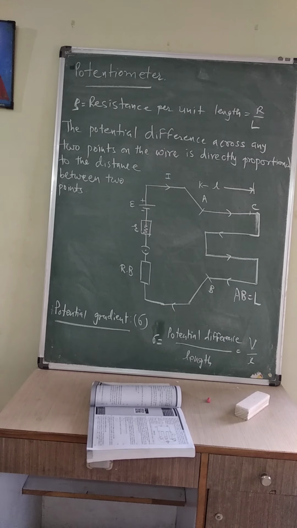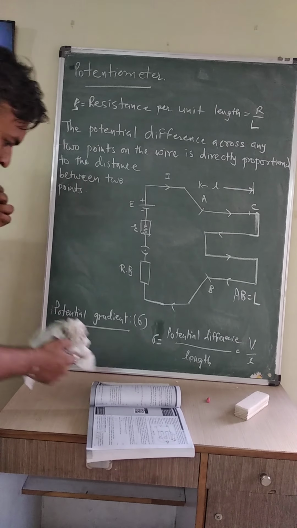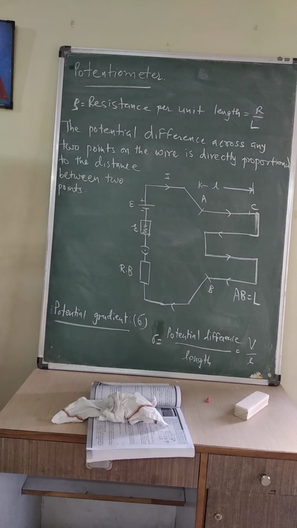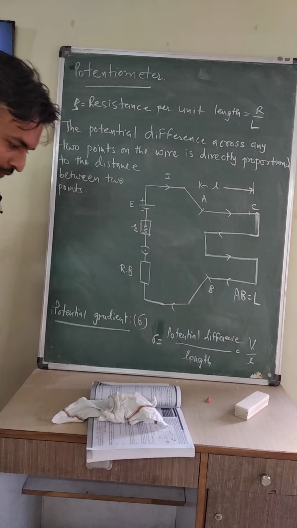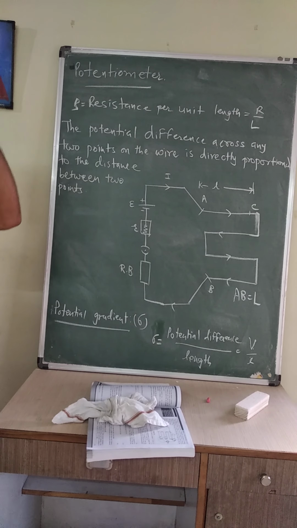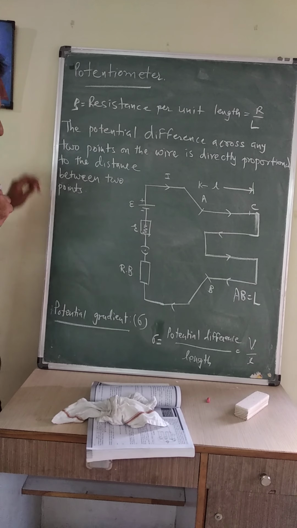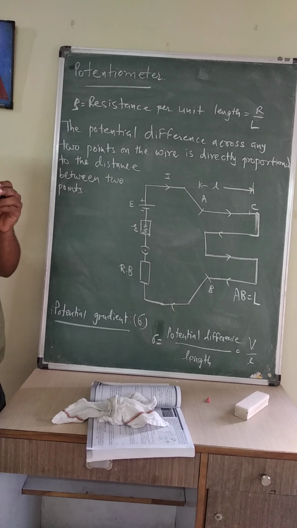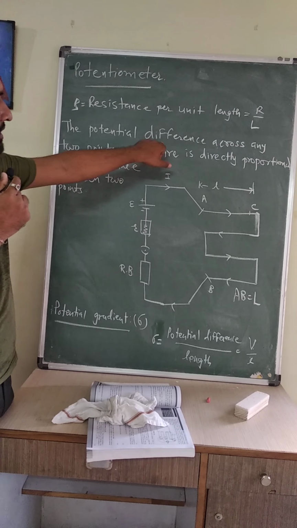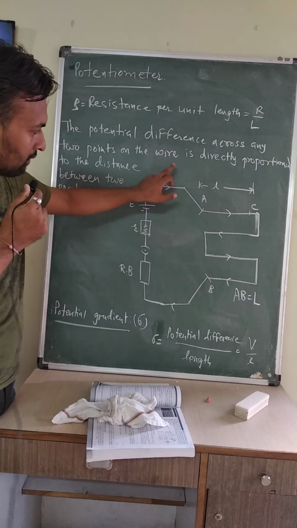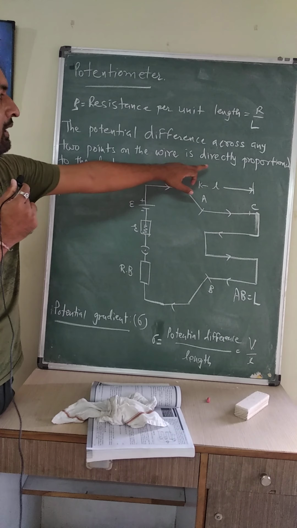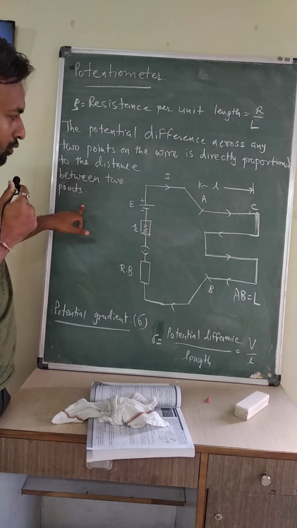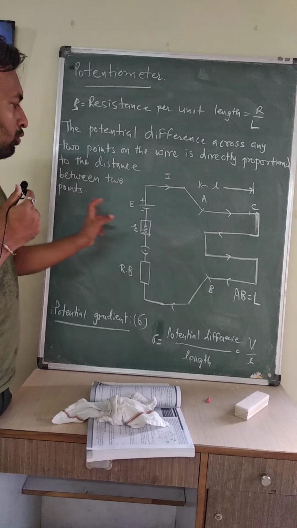So we have our next topic, that is the potentiometer. The potentiometer is also one of the devices which is used to find the value of internal resistance and the potential difference. Before going to how we can find the internal resistance and the potential difference between 2 points, we'll just see the concept and the principle of a potentiometer. The principle says that the potential difference across any 2 points on the wire is directly proportional to the distance between those 2 points.